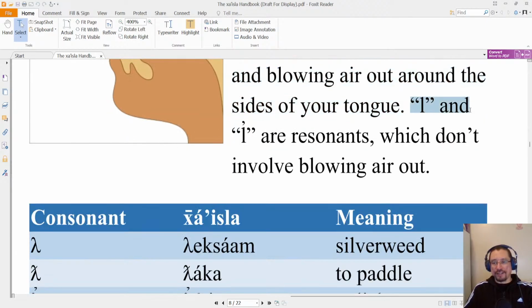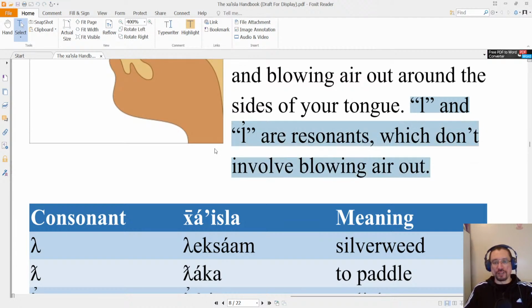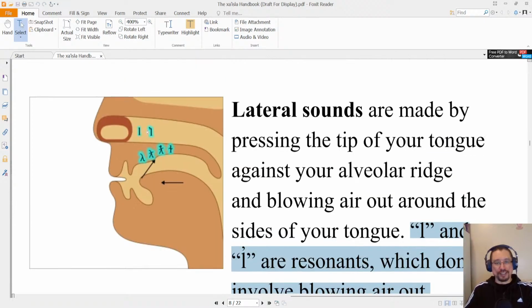The regular L and the glottalized L are resonants, which don't involve blowing air out of your mouth. Instead, the air comes out of your nostrils. So that's why these letters are up here, and the rest of them are down here.